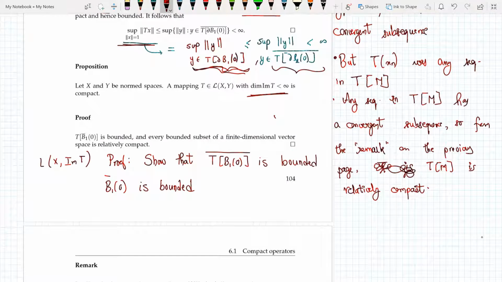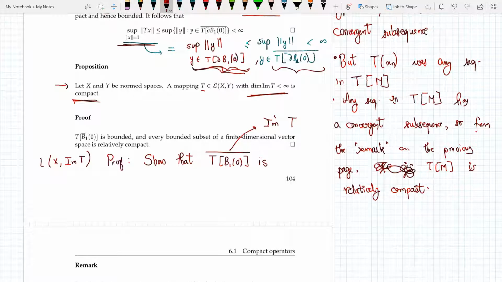The last thing that I would do now is that I have a proposition that says: let X and Y be normed spaces, a mapping T from X to Y with dimension of the image of T less than infinity is compact. So I have to prove the compactness of a set now. I need to show that the closure of T(B(0,1)), in the image of T, so not in Y but the closure lies in the image of T, is a compact subset. How would I show that?